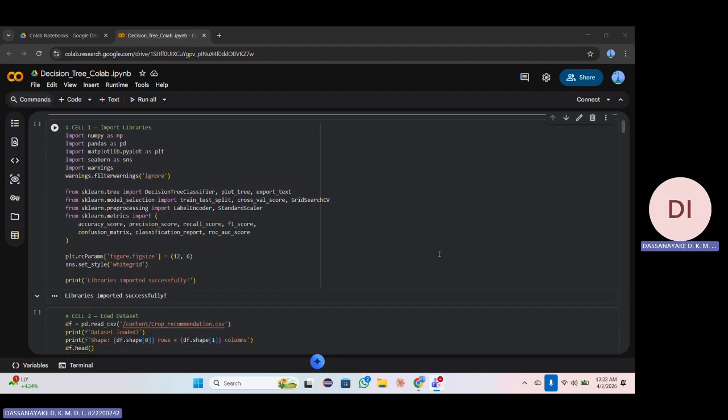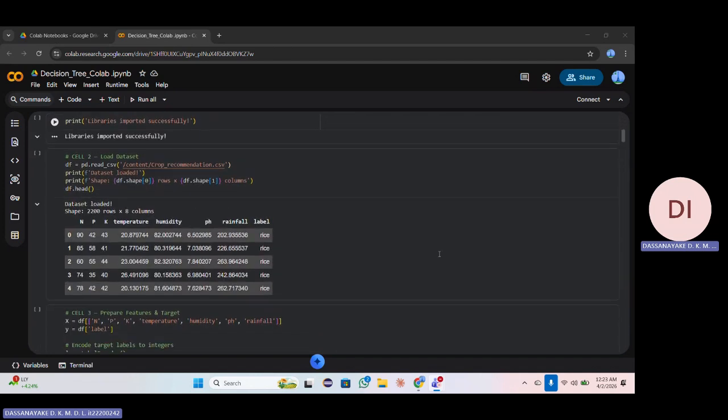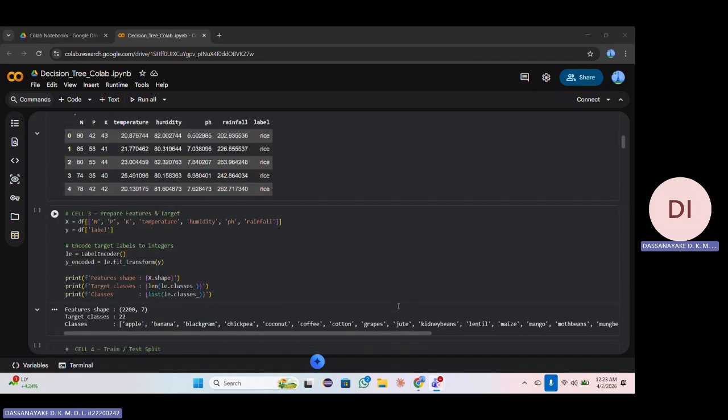The dataset contains 2,200 rows and 8 columns. The 7 input features are NPK, as in nitrogen, phosphorus, and potassium content in the soil, temperature and humidity as environment conditions, pH, the acidity level of the soil, and rainfall in millimeters. The target variable is the crop label, what crop is more suitable given those conditions. This is a supervised multi-class classification problem with 22 possible crop categories like rice, maize, mango, cotton, and others.